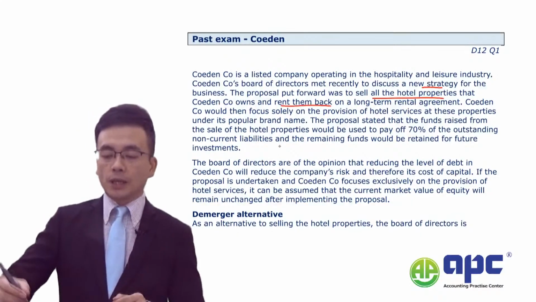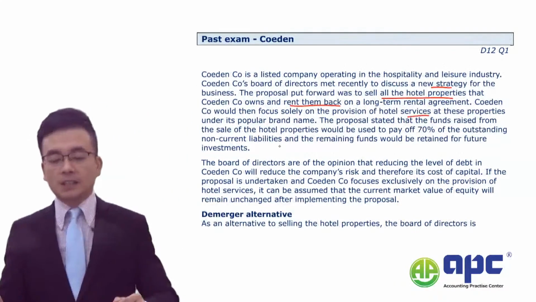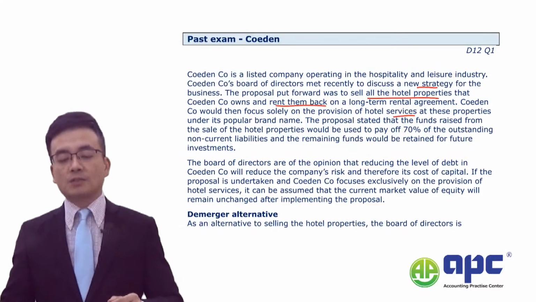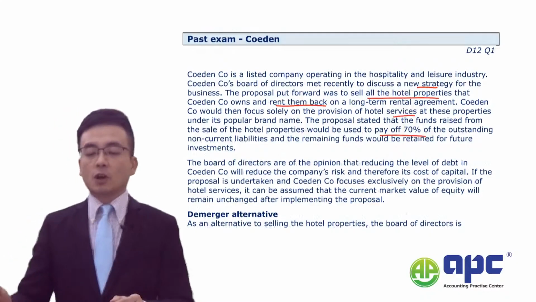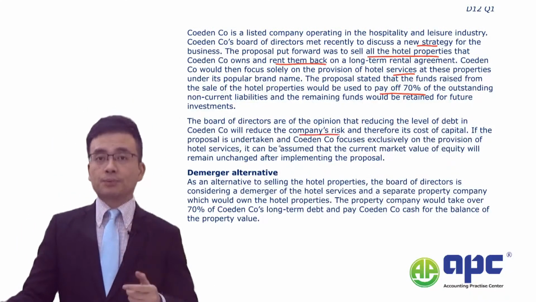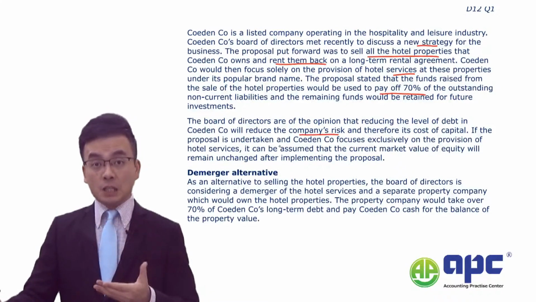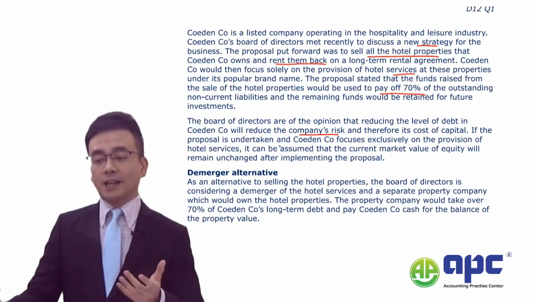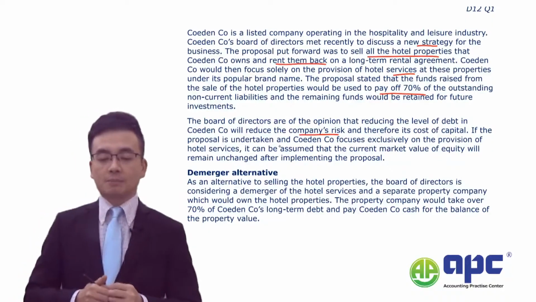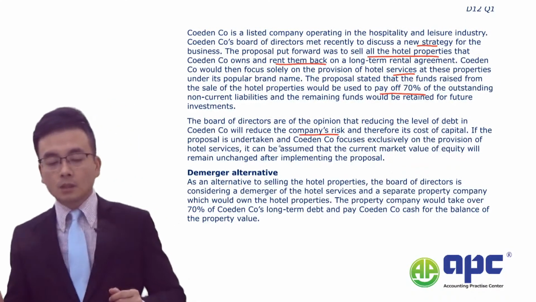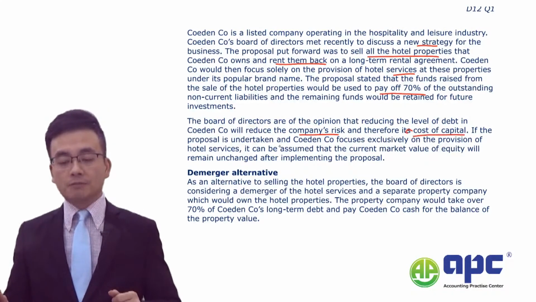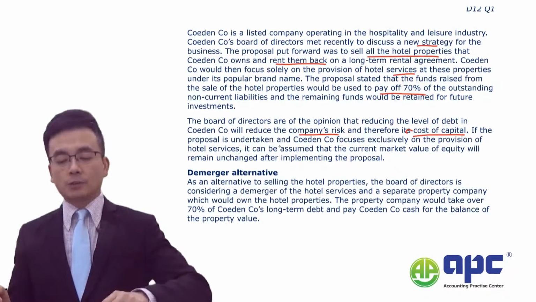But company then focused solely on the services rather than the properties, and the proposal stated the fund will be used to pay off 70% of the liabilities. And the board is of the opinion that reducing the debt level will reduce risk, but of course in our previous revision that we reviewed, from our calculation that this is incorrect. Yeah, because reducing debt would increase the cost of capital for business. And if the proposal is undertaken that the company focuses exclusively on the hotel services, all right.